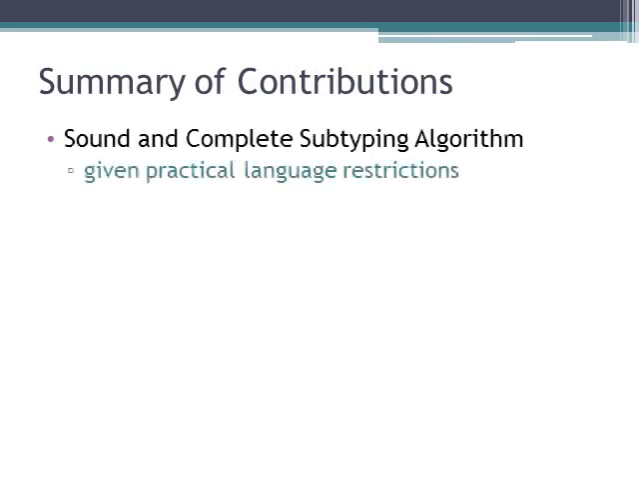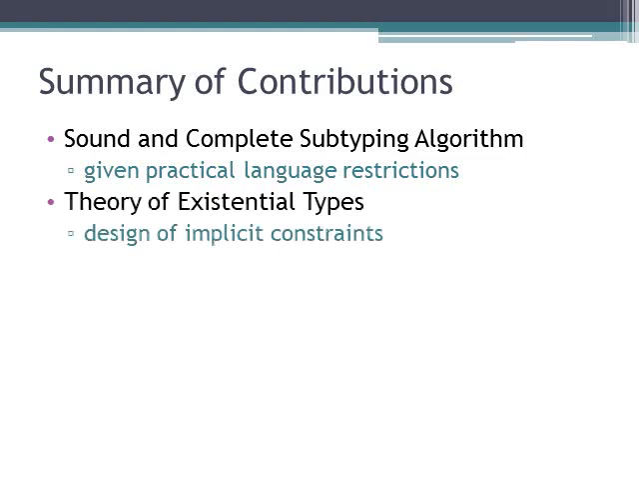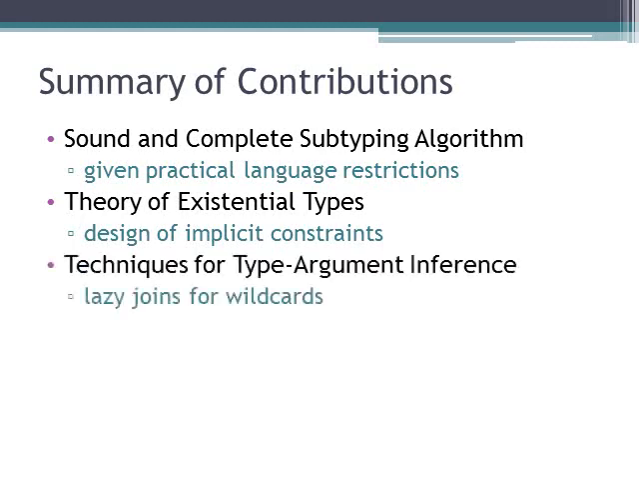So I've just shown you a subtyping algorithm for Java which is both sound and complete given very practical language restrictions. However, this is only a small part of our paper. We also provide a theory of existential types, in fact, infinite existential types with infinite subtyping proofs, which incorporates the concept of implicit constraints that I mentioned earlier in the talk. We also provide techniques for type argument inference, such as a way to lazily join wildcard types in order to deal with the incompleteness problem I mentioned earlier.